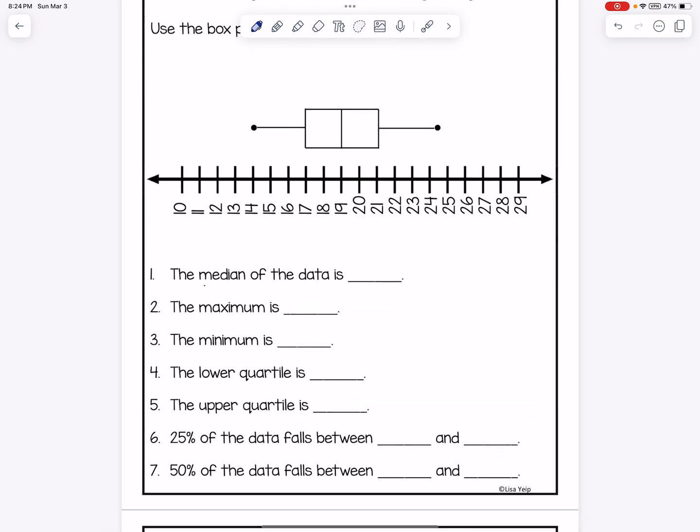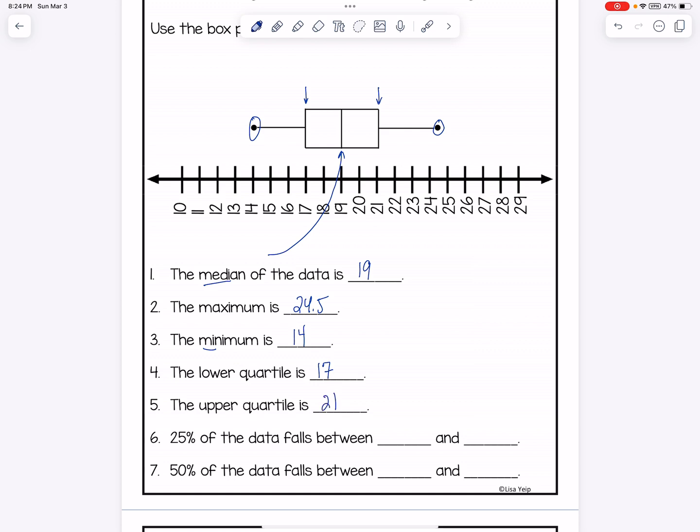So where's the median? And this is nice because you can just see it. The median is right here at 19. What's the maximum? Well, we can see that right here. It looks like it's at 24.5. The minimum, the small is min. We can see right here, it looks like it's at 14. The lower quartile is this first spot, and that's at 17. The upper quartile is this spot right here, the upper part of the box, which is at 21.